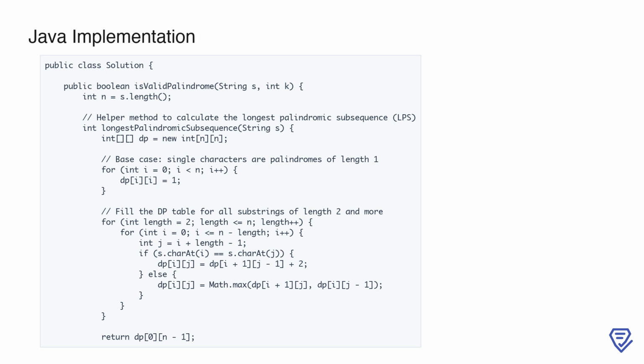For each substring, if the characters at the two ends are equal, we extend the palindrome by 2 and add the result of the inner substring. Otherwise, we take the maximum value between excluding the left or right character. This ensures we account for all possible palindromic subsequences in the string.